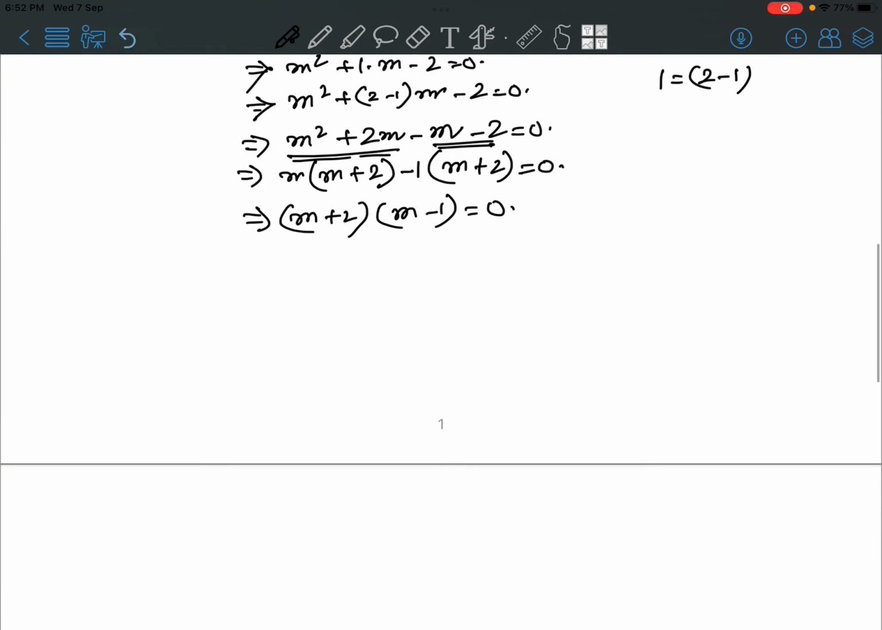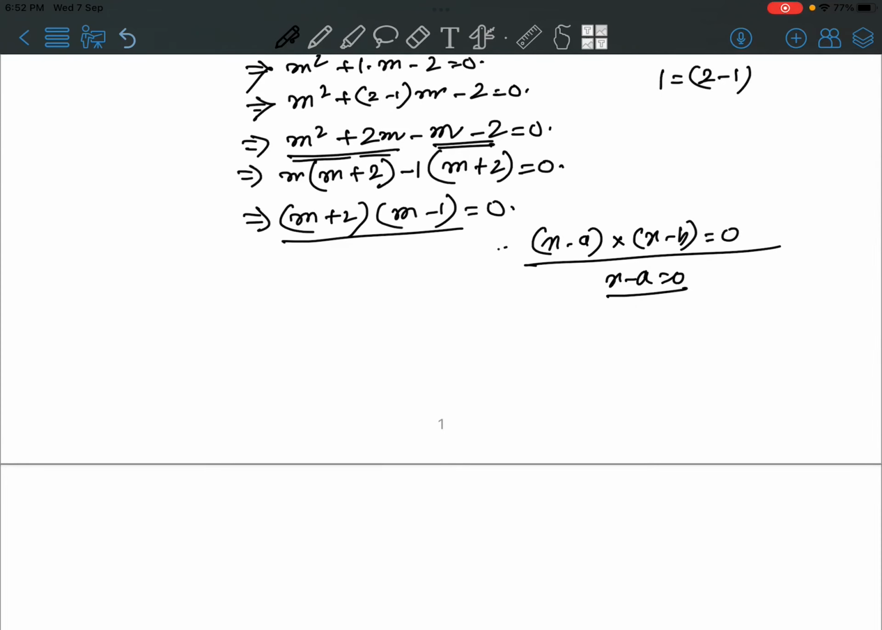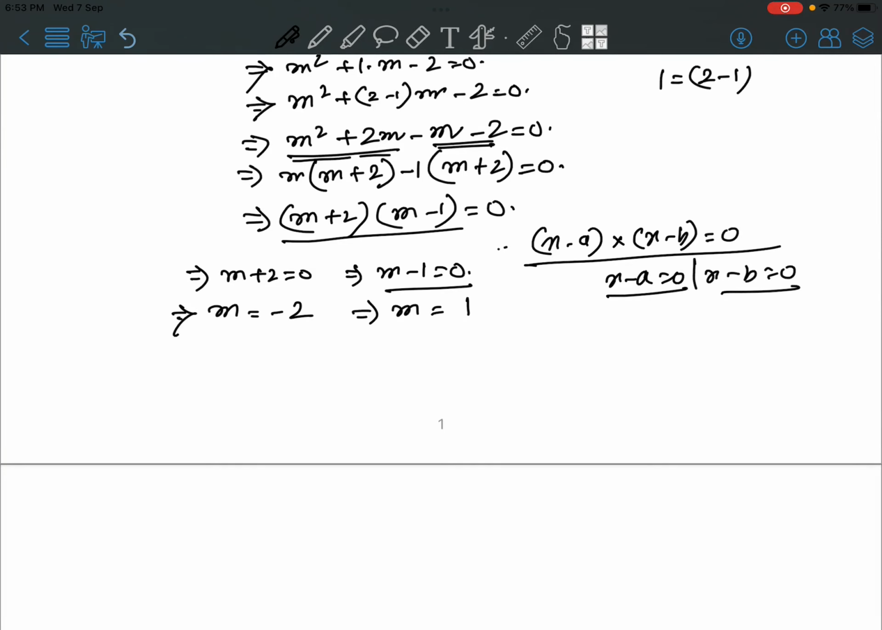As we are seeing, the multiplication of the two factors is 0. That means (x minus a) into (x minus b) equals 0. Then we can write x minus a equals 0 and x minus b equals 0. In that case, we can write m plus 2 equals 0 and m minus 1 equals 0. So m equals minus 2 and m equals 1. So we are getting two cases.